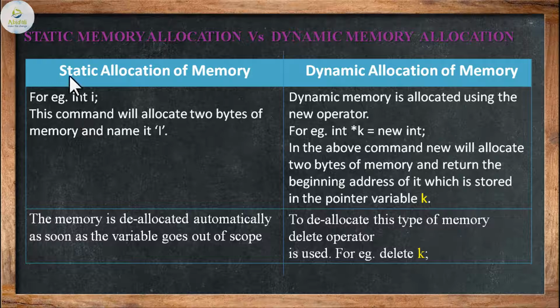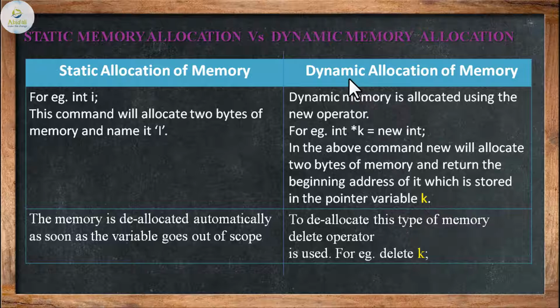Now next, comparing the static memory allocation, the memory is deallocated automatically as soon as the variable goes out of the scope. So that is about the static memory allocation. What do you mean by out of the scope? They are no more in use, they are no more in requirement, then such variables will be automatically deallocated and removed from the memory.